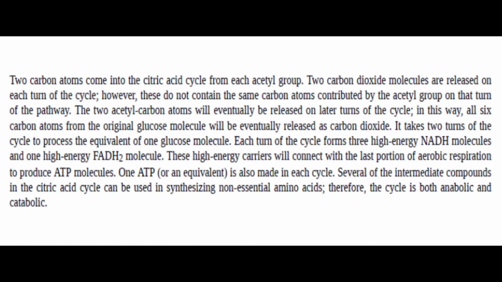It takes 2 turns of the cycle to process the equivalent of 1 glucose molecule. Each turn of the cycle forms 3 high-energy NADH molecules and 1 high-energy FADH2 molecule. These high-energy carriers will connect with the last portion of aerobic respiration to produce ATP molecules. 1 ATP, or an equivalent, is also made in each cycle. Several of the intermediate compounds in the citric acid cycle can be used in synthesizing non-essential amino acids. Therefore, the cycle is both anabolic and catabolic.